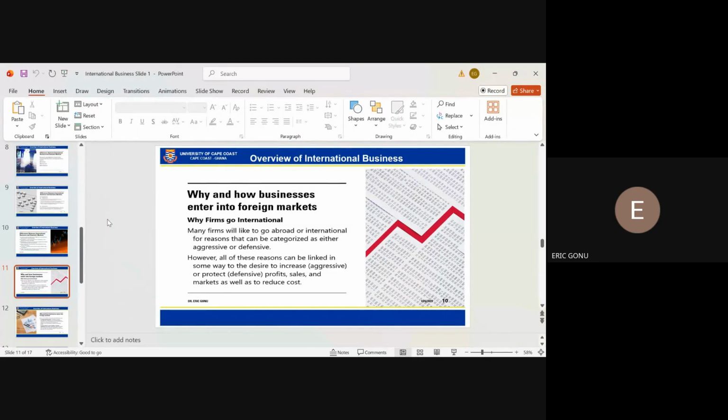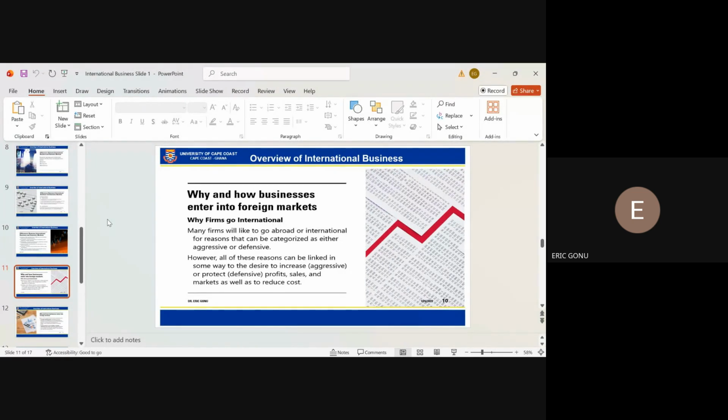Why and how businesses enter into foreign markets. Why do firms go international? For example, we are in Ghana here. Your business is doing fine. Let's say Nestle, they are doing very well.